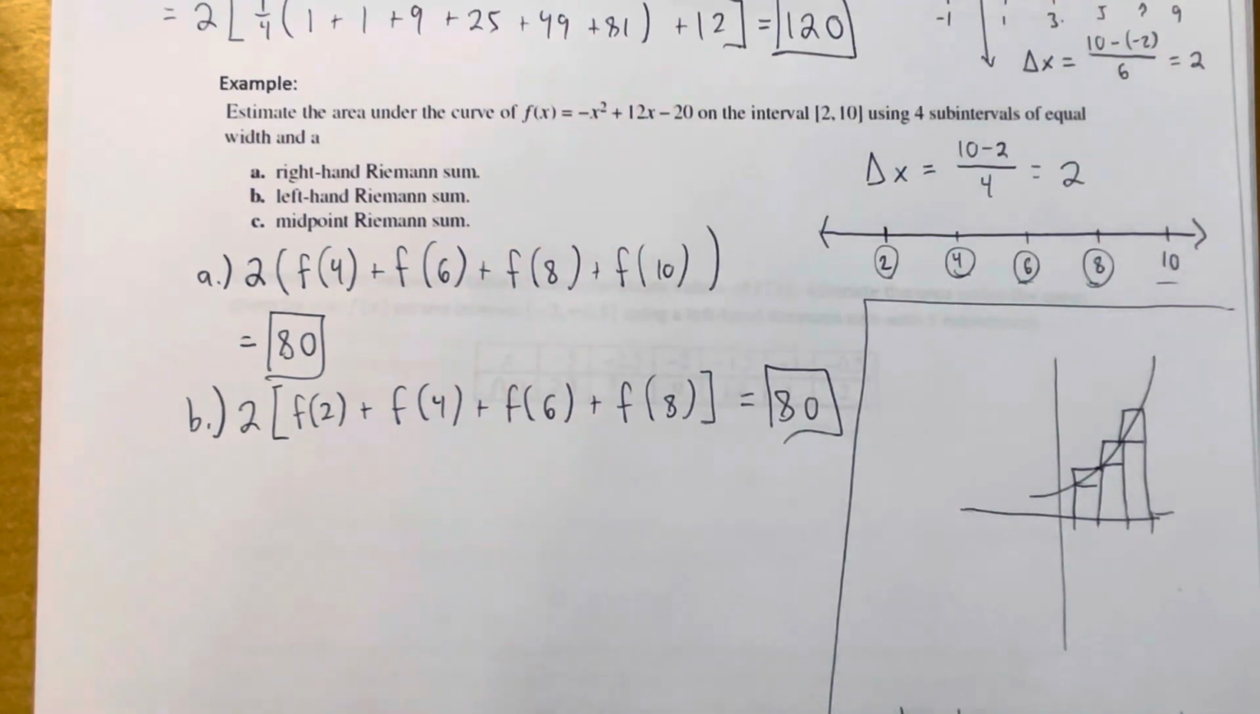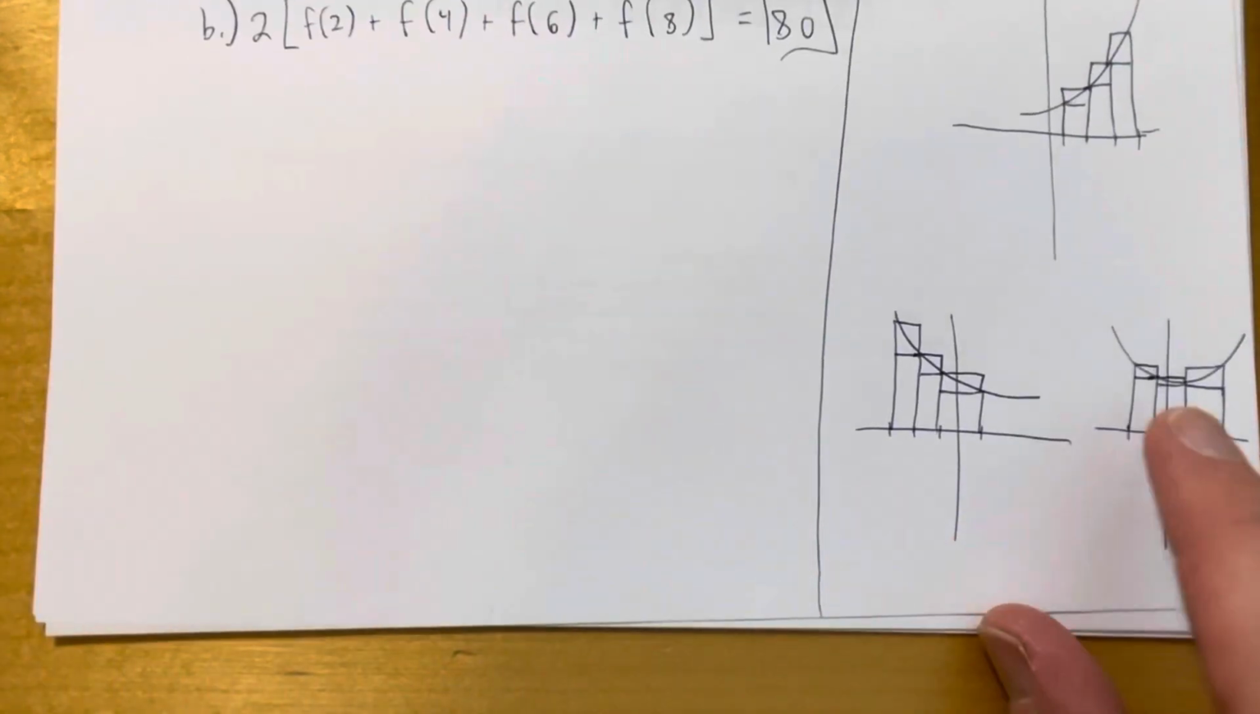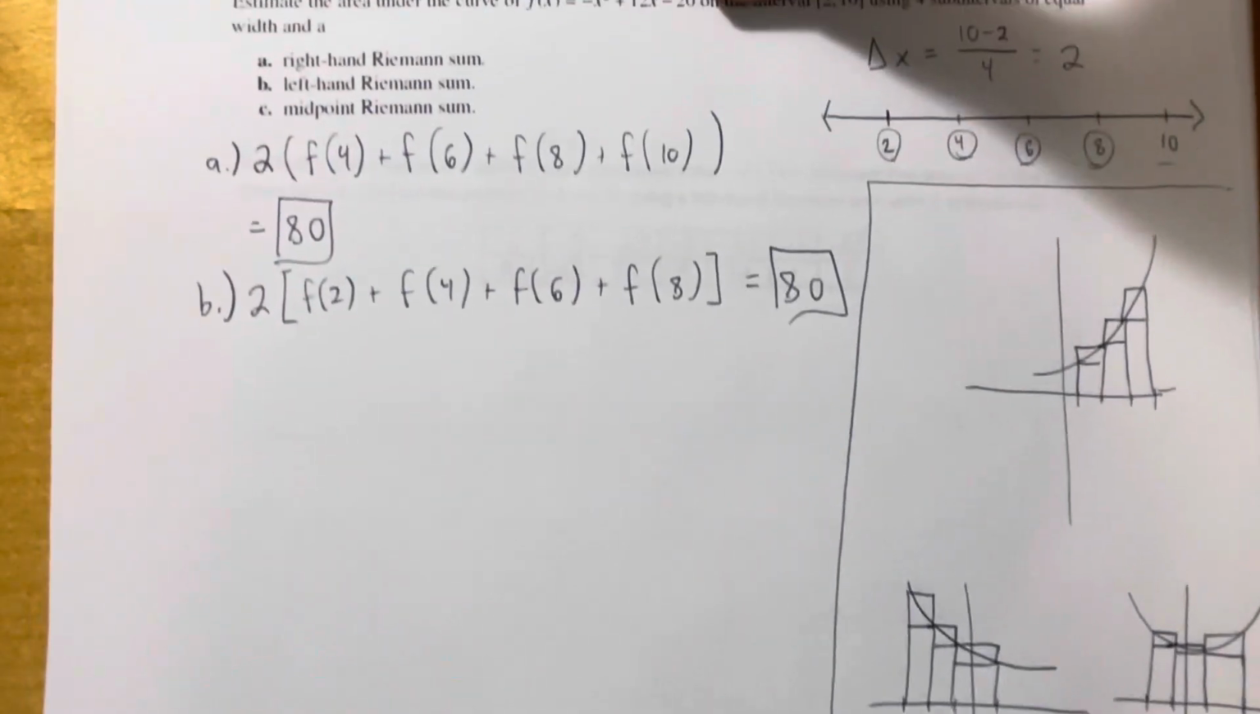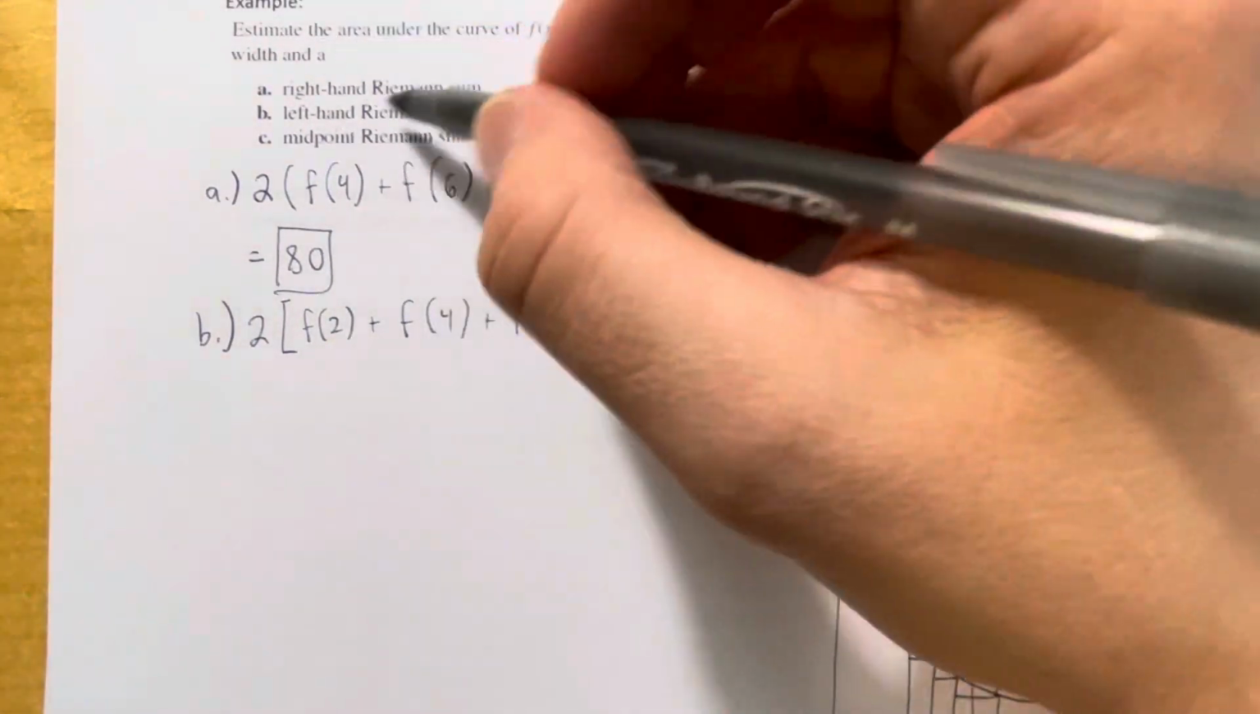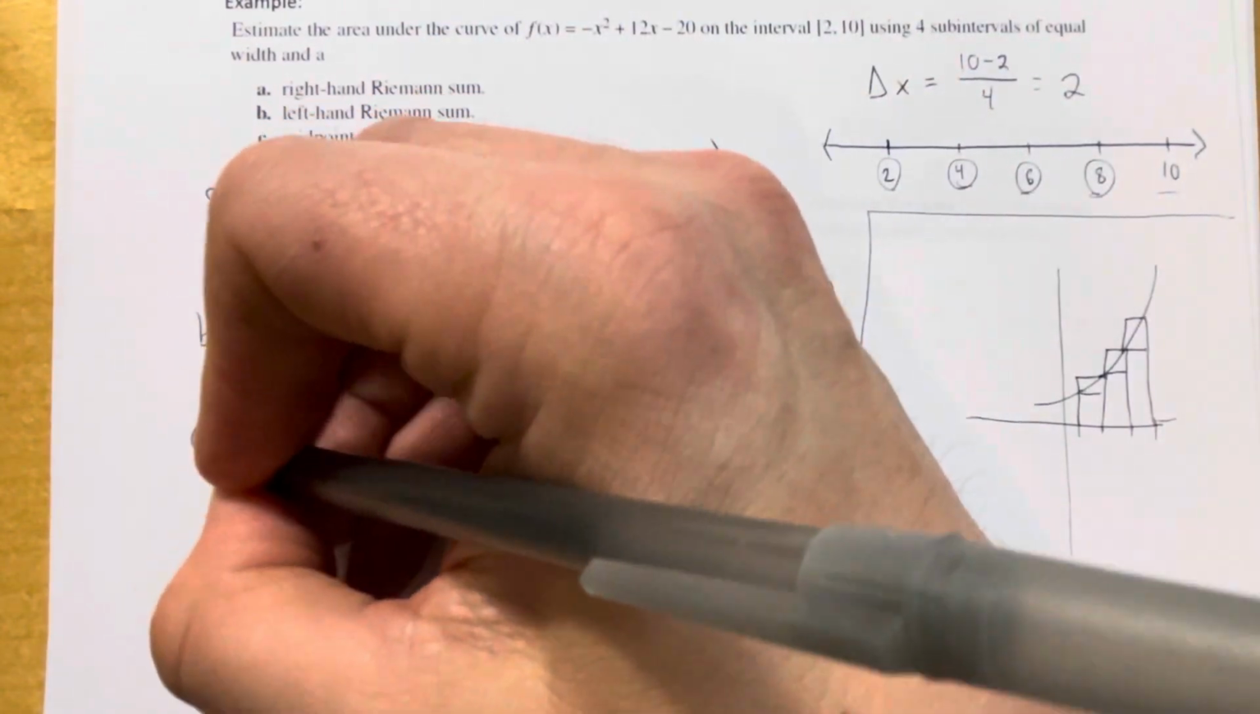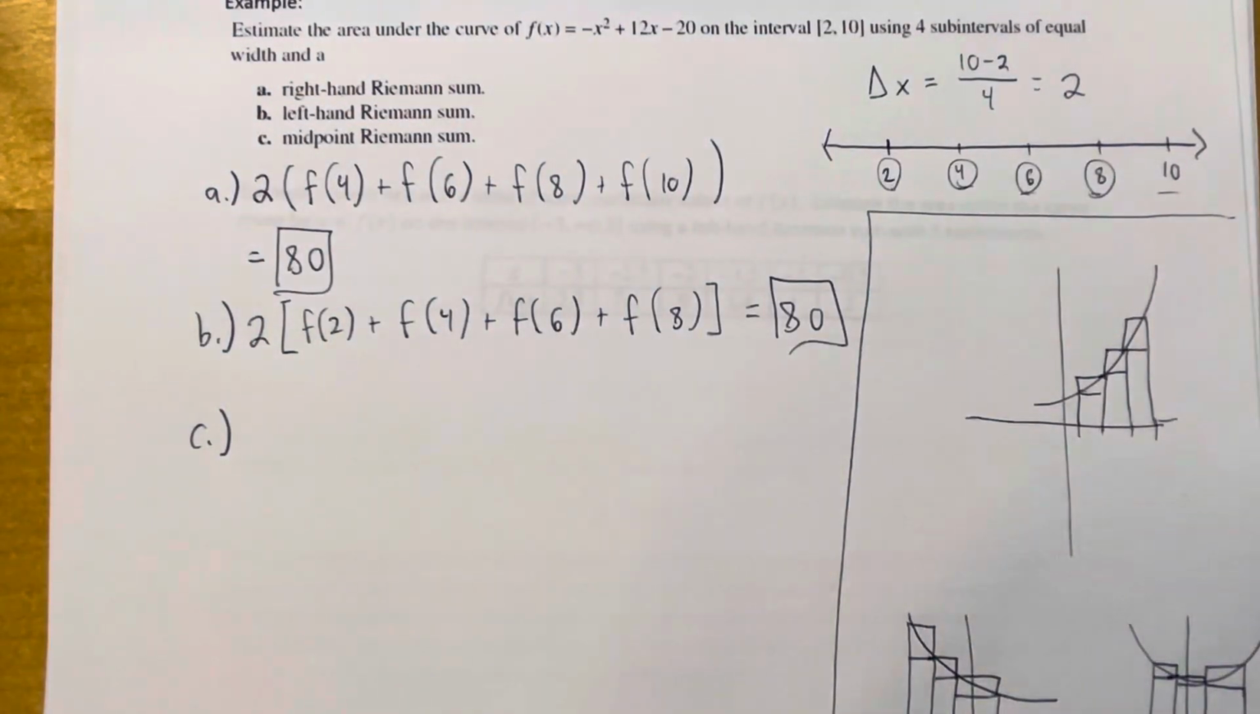That does not mean that the actual area under that curve is 80. It just means that we're looking at something kind of like this. In fact, the midpoint rule, or the midpoint Riemann sum, we know is generally more accurate when it gives us an approximation for that area, and it's going to give us something different.